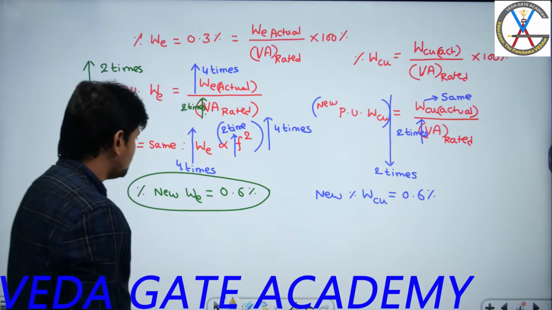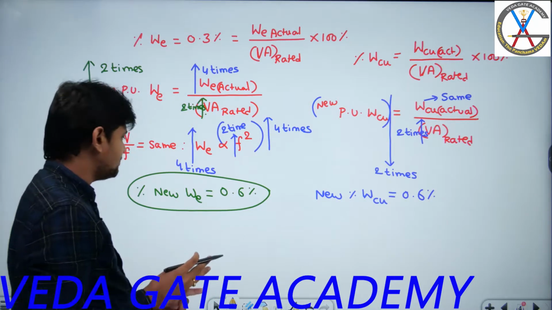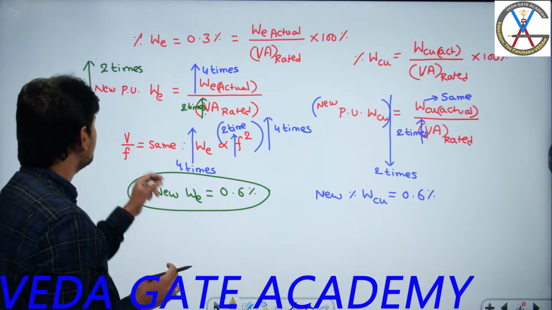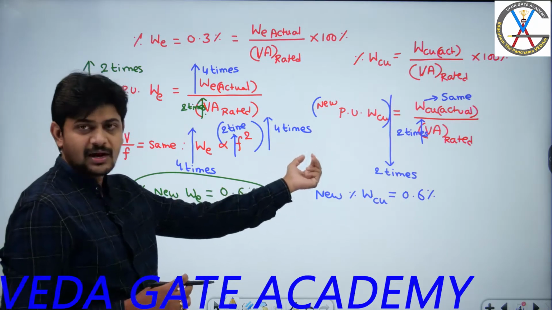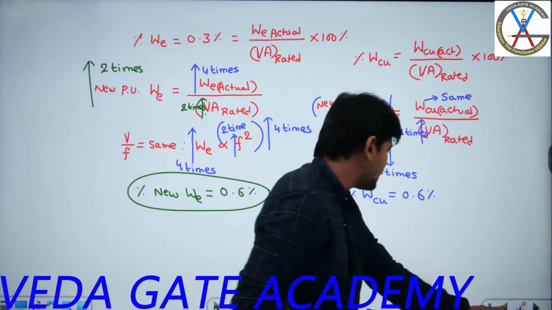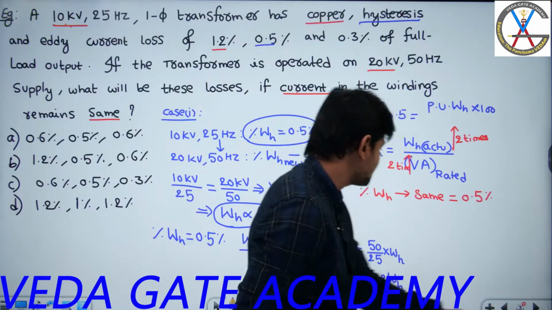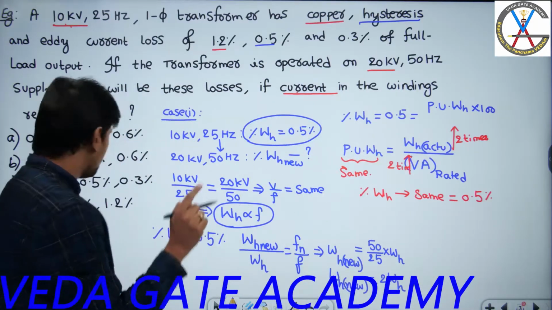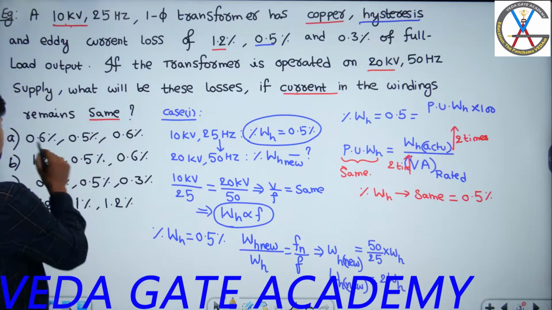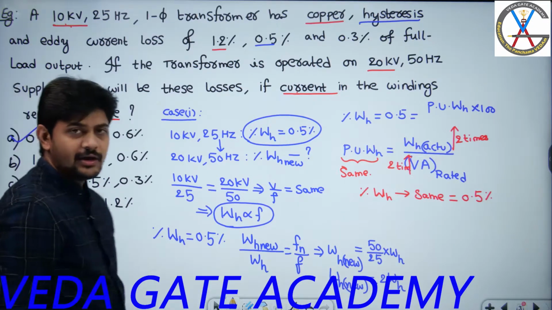Are you following? So that means my hysteresis losses remain same, eddy current losses will be increased by twice, and copper losses will be decreased by twice. So 0.6, 0.5, 0.6. Which option is correct? 0.6, 0.5, 0.6. Option A is correct.